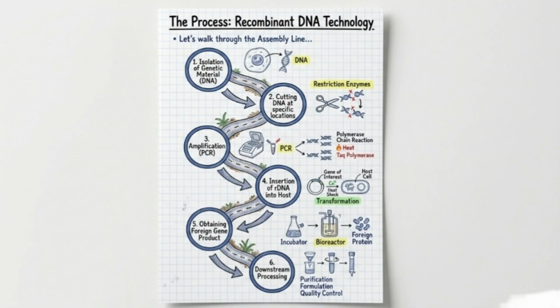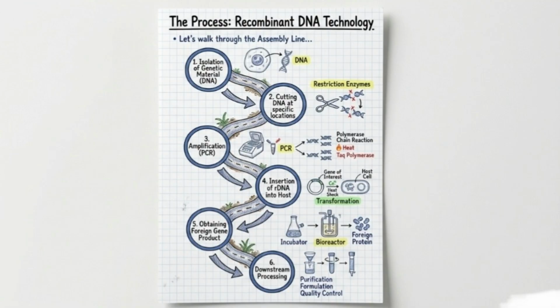Step 4. Insertion of DNA into host. The amplified gene of interest is inserted into a host cell. This step is called transformation. The recombinant DNA enters the host cell, where it begins functioning. Step 5. Obtaining foreign gene product. The host cell is grown in an incubator and later in a bioreactor. As the host multiplies, it produces the foreign protein or desired product.